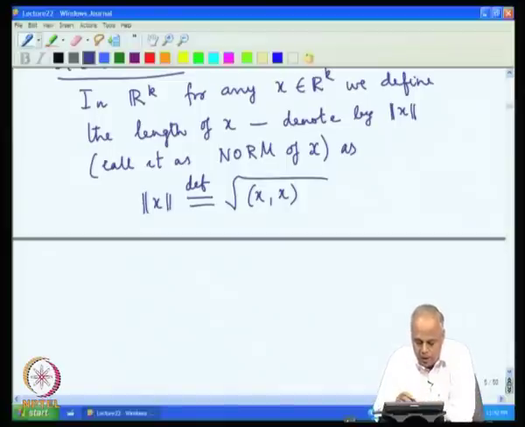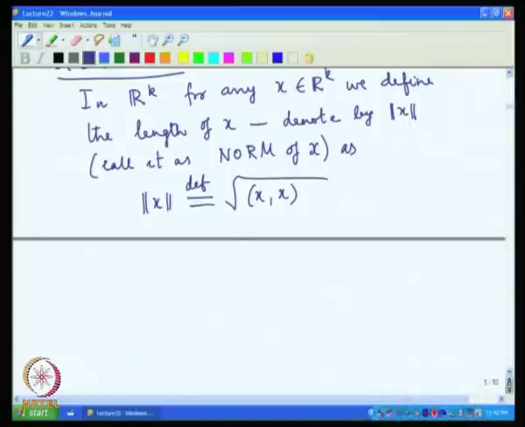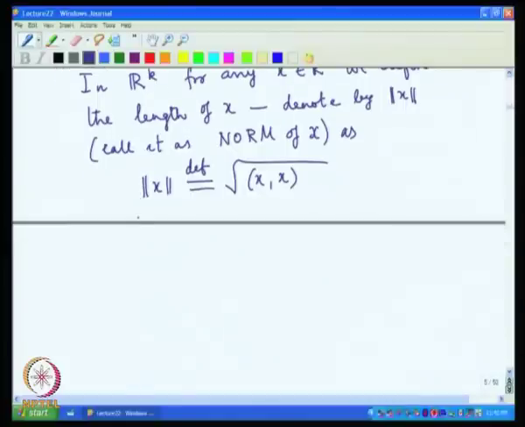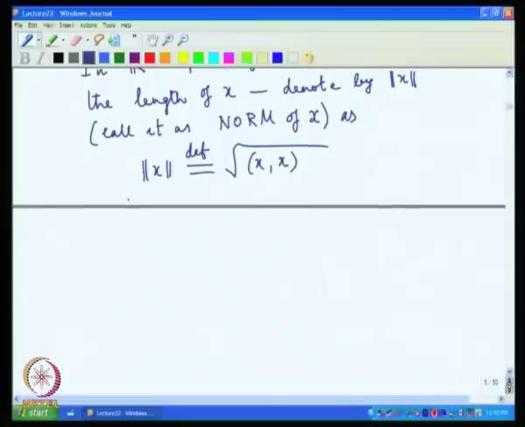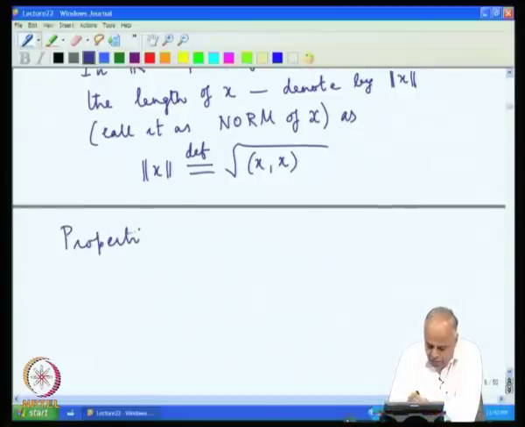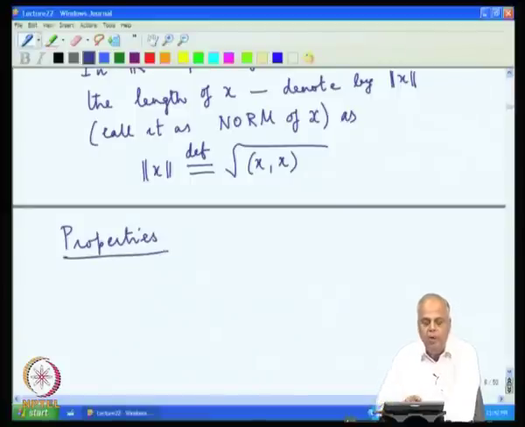However, you may wonder, there are two square roots, plus and minus. Which one do I take? Since we want the length to be non-negative, we do not want negative lengths, therefore, we always take that square root which is not negative. Okay. Now, what are the properties of this length? This way of defining the length, since we have generalized from R 3, the properties of the length in R 3 are carried over to the properties of the length in R k.